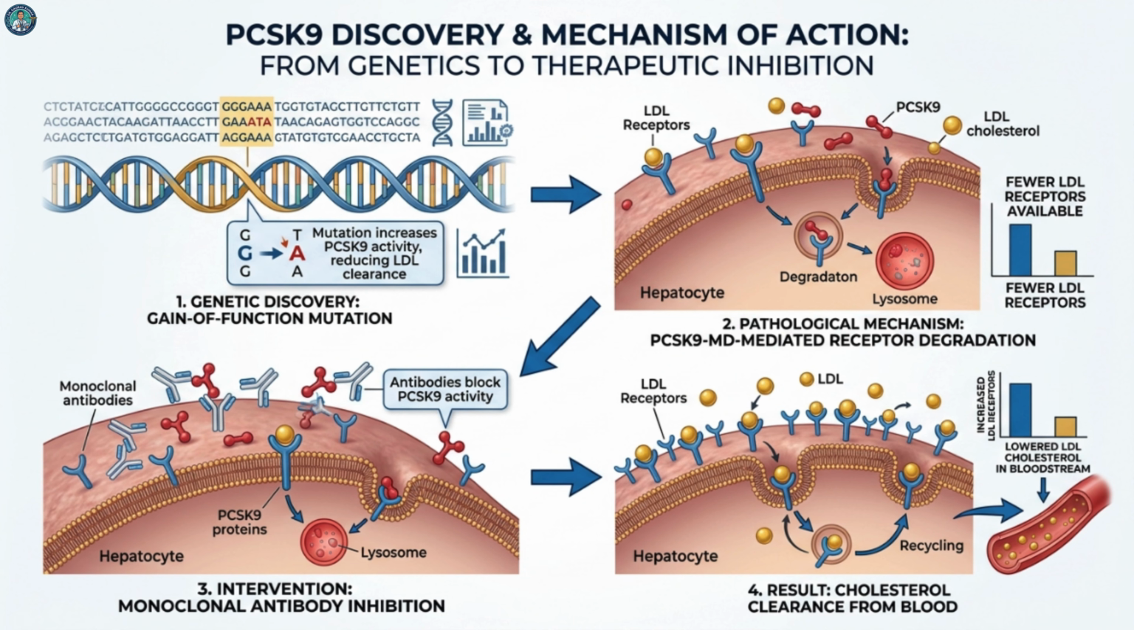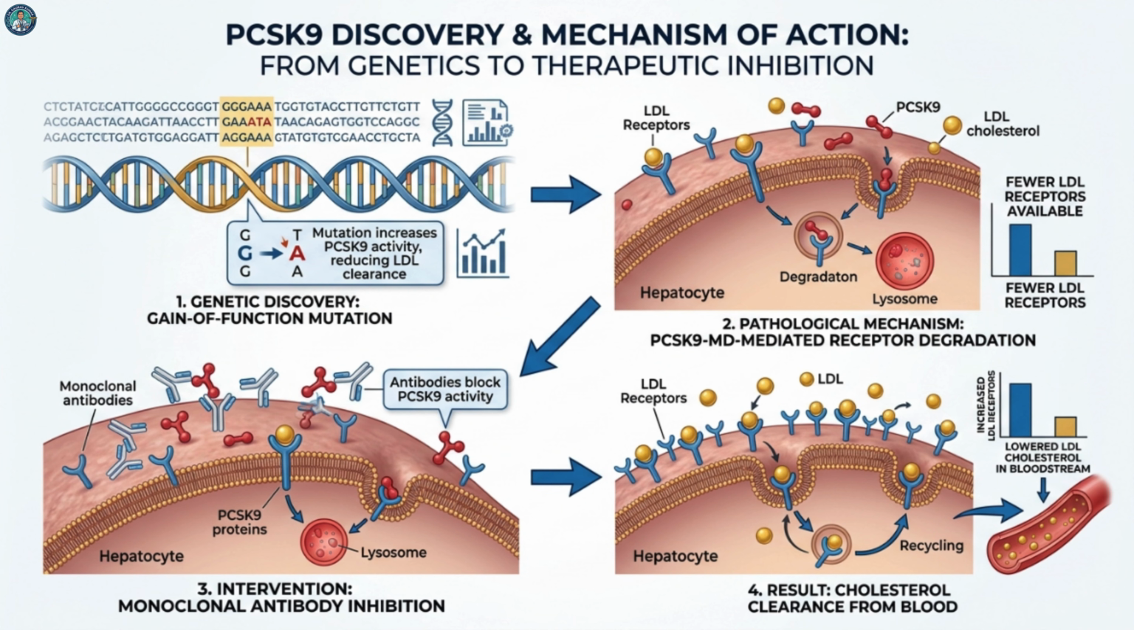Let us examine a successful example of target-based drug discovery. Researchers observed that individuals with naturally occurring mutations in the PCSK9 gene exhibited unusually low cholesterol levels and reduced cardiovascular risk. Further investigation revealed that PCSK9 regulates the degradation of LDL receptors. This finding suggested that inhibiting PCSK9 could lower LDL cholesterol.